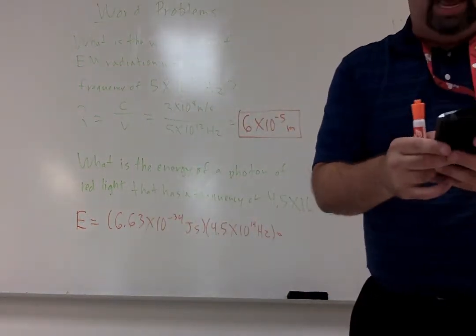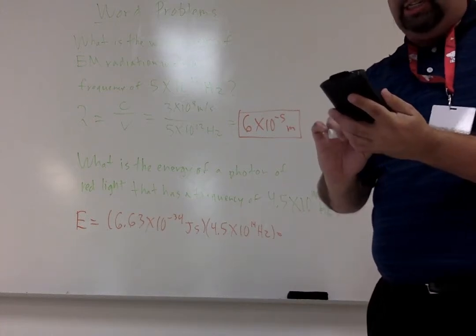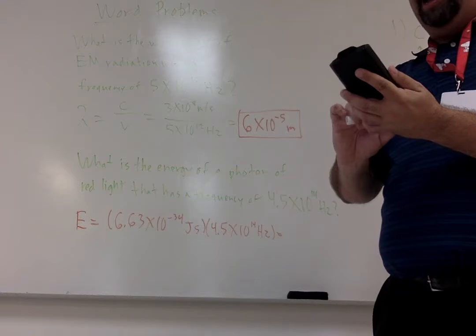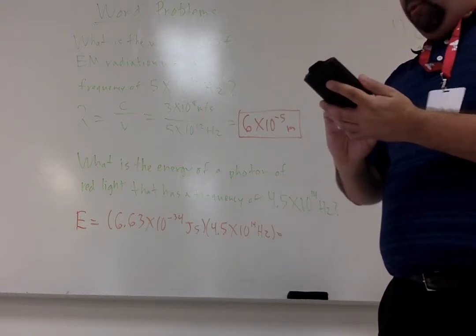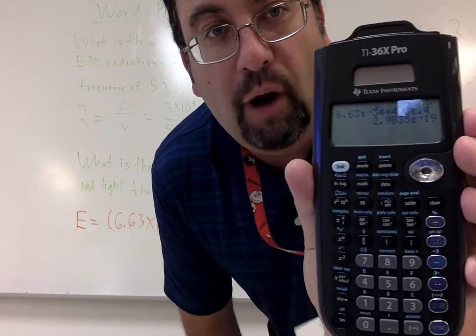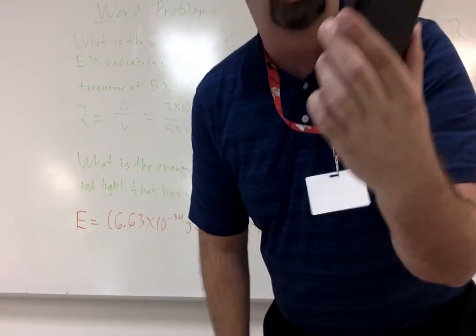When we do that, we take 6.63 E negative 34 times 4.5 E 14. And so we're going to end up with something roughly around 3 times 10 to the negative 19 joules.